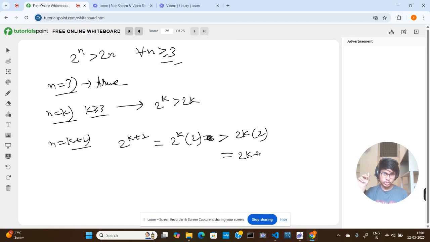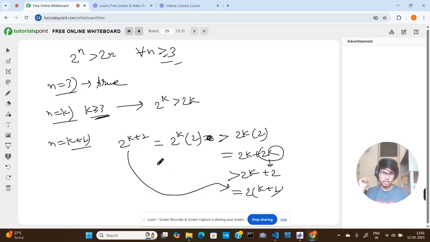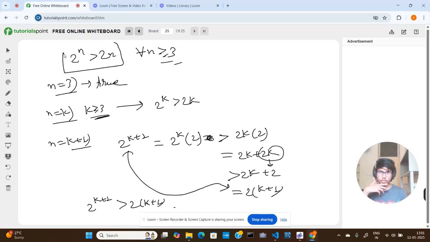This is equal to 2k plus 2k, and as k is greater than or equal to 3, you can say that 2k is greater than or equal to 6, which means 2k is greater than 2. So 2k plus 2 is equal to 2 times k plus 1. If you compare these two things, you have that 2^(k+1) is greater than 2 times k plus 1. So by induction, you can say that 2^n is greater than 2n.